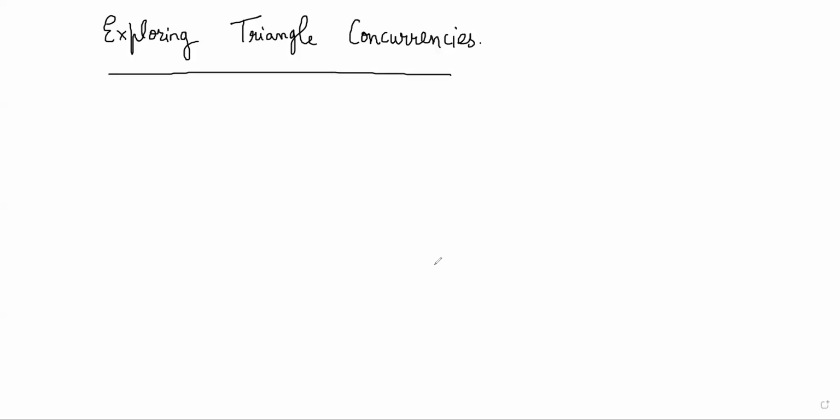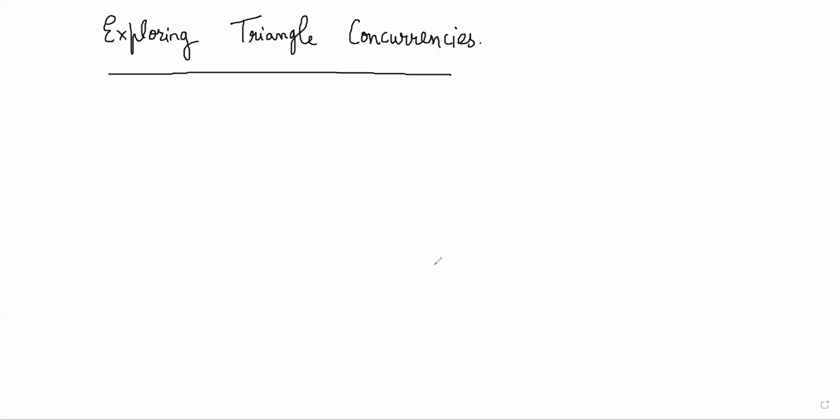Hi, in this video, we are going to look at some interesting results on triangle concurrencies. What do I mean by concurrencies? It means when several lines are meeting at a single point. Three or more lines, if they meet at a single point, it's known as a concurrency. Those lines are concurrent at a point.